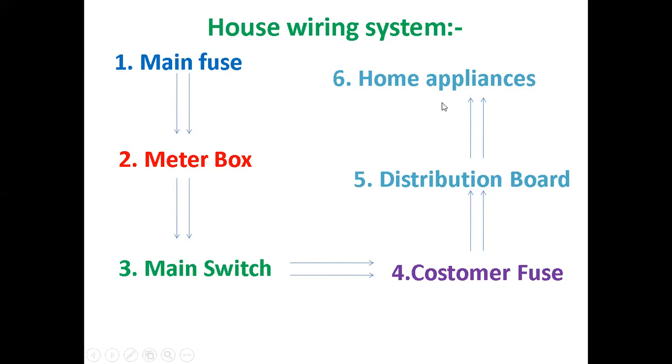In this way, this is the series of electricity supply. Main fuse, from main fuse to meter box, from meter box to main switch, from switch to customer fuse, from fuse to distribution board, and from board to home appliances, that means heater, electric bulb, that type of instruments.